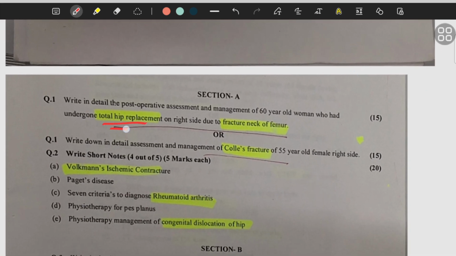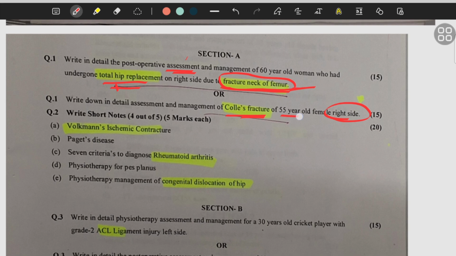Then again, total hip replacement on right side due to fracture neck of femur. Why is this necessary? Because over here, if you see, assessment is mentioned, and THR basically is done due to this reason, so you have to mention that in assessment. Then again, Colles fracture, then site is mentioned. And if you see over here, they have also mentioned the patient's age.